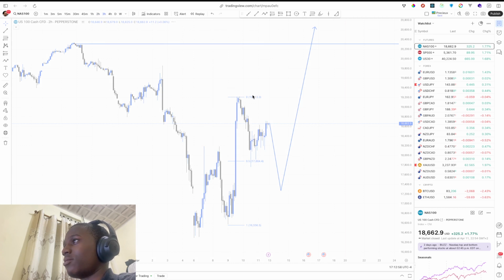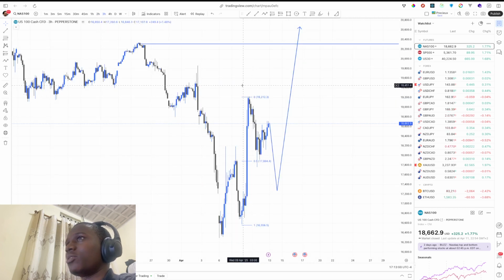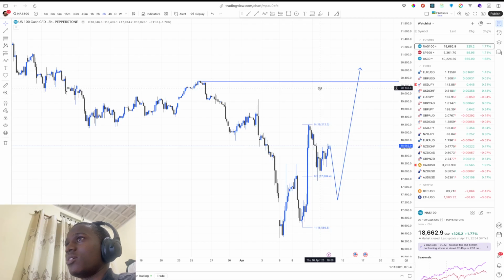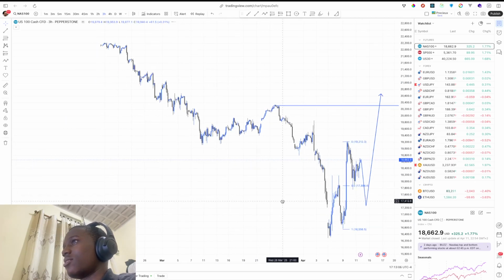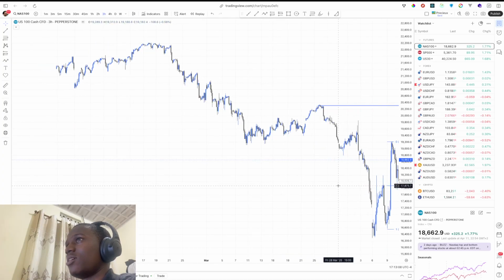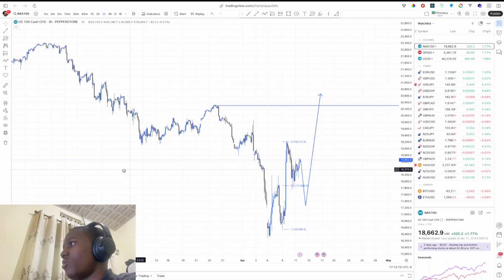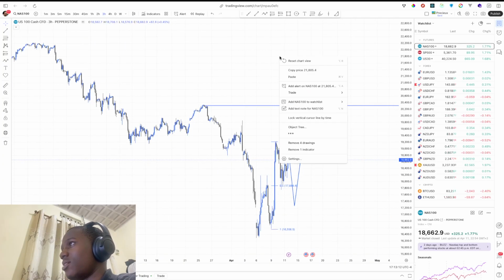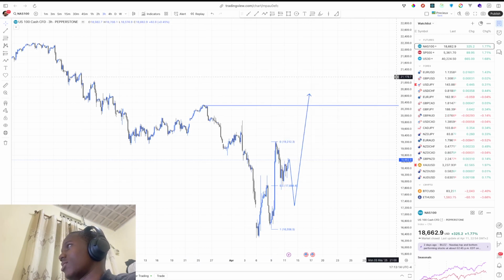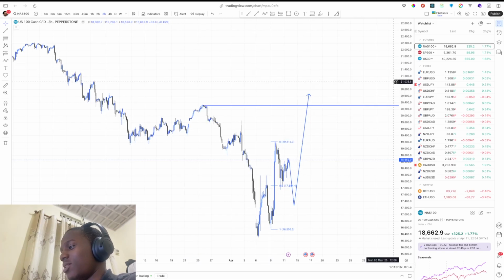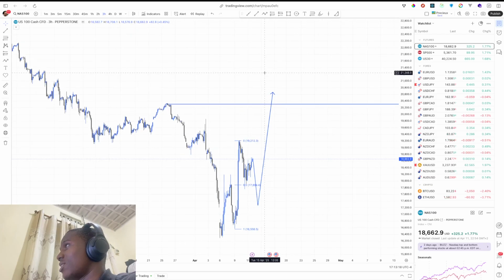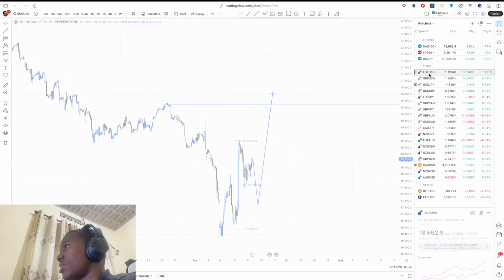And what I'll try to be looking for this week is that at least let's have an SMT and see if the market is really going to reverse to the upside. I think that was all about NAS 100. I don't want to spend many minutes on one pair. Let's get to Euro USD.